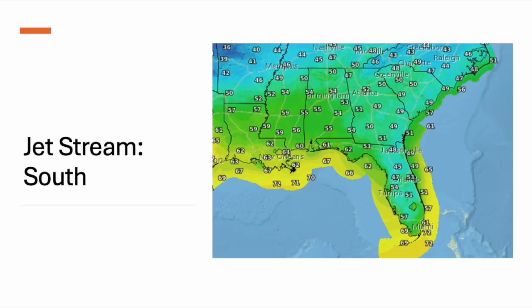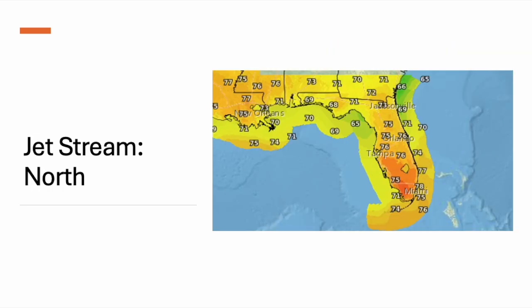For example, when the jet stream dips southward, it can bring cold air from the Arctic to the lower part of the United States, causing a sudden drop in temperature. On the other hand, when the jet stream shifts northward, it can allow warmer air from the south to move into the northern regions.